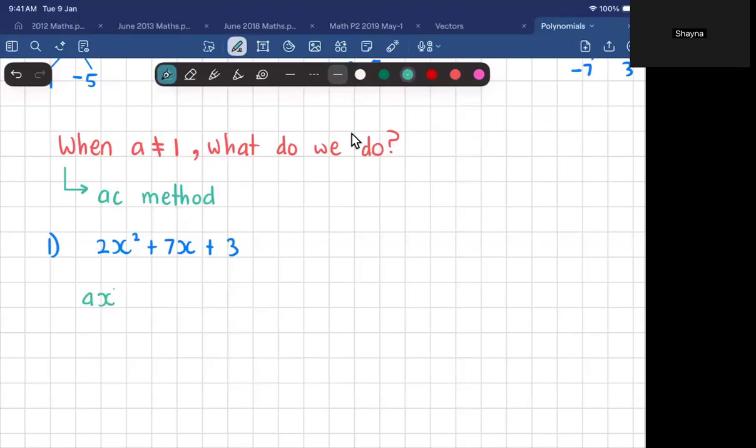ax squared plus bx plus c. Right. So in the AC method, what we are going to do is multiply the A term and the C term. So tell me, Shayna, what is the A term, what is the B term, and what's the C term? A is what? A term is 2, B term is 7x, well 7, and C term is 3.